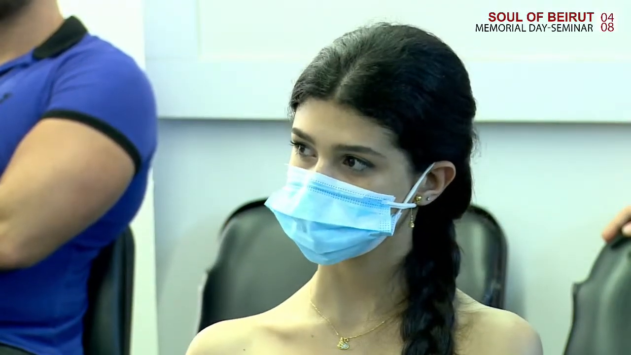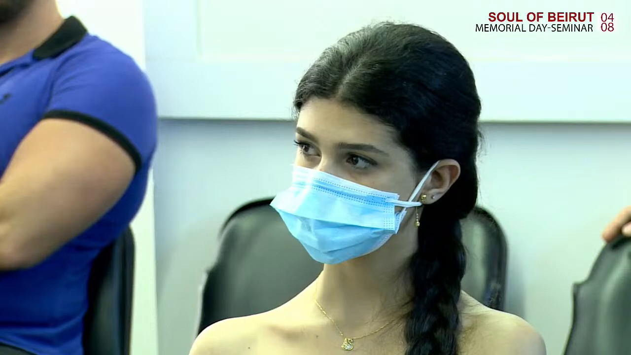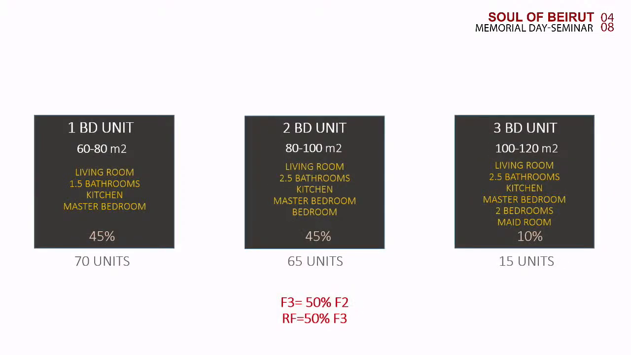The challenge was to create a residential complex that maximizes the use of outdoor spaces in an area that avoids sun exposure, so the design is a flexible, adaptive response to its context. The assignment was to design 150 apartments split into three types. We needed 70 units for the one-bedroom type, 65 units for the two-bedroom type, and 15 units for the three-bedroom type. And the regulation: the roof shall be 50% of the third, and the third shall be 50% of the second.